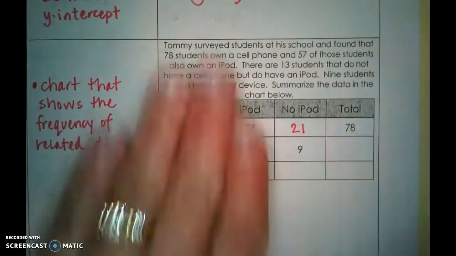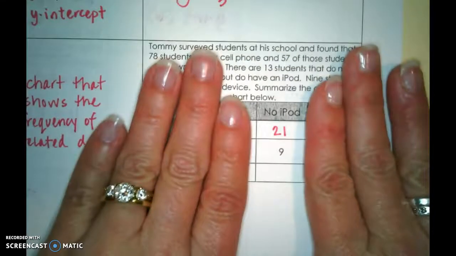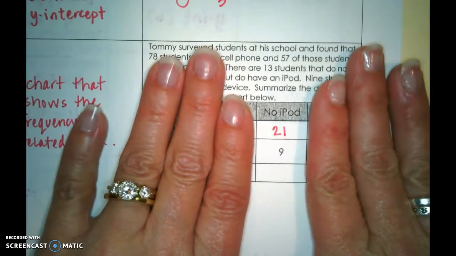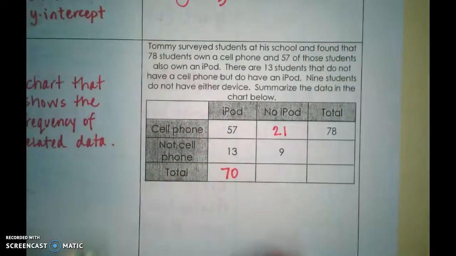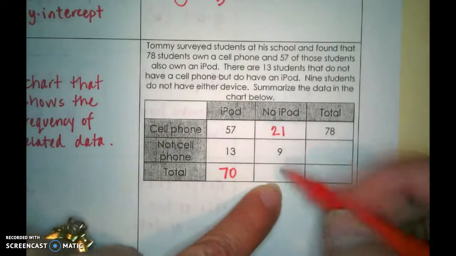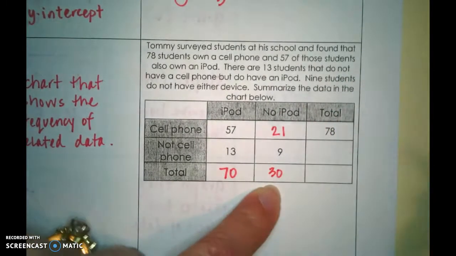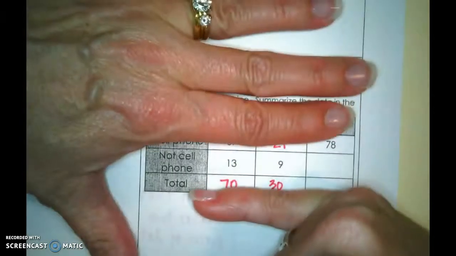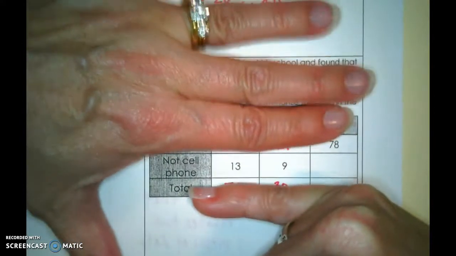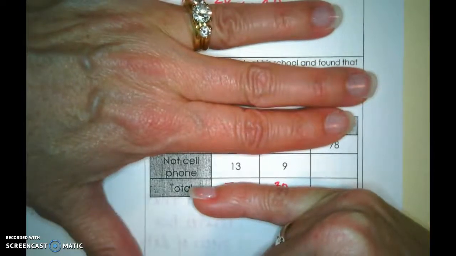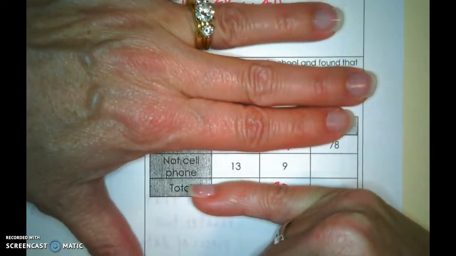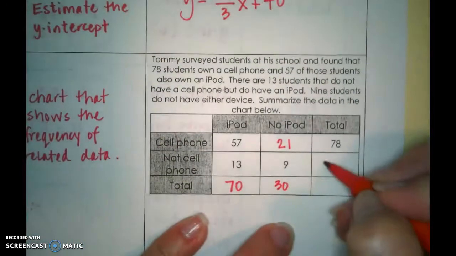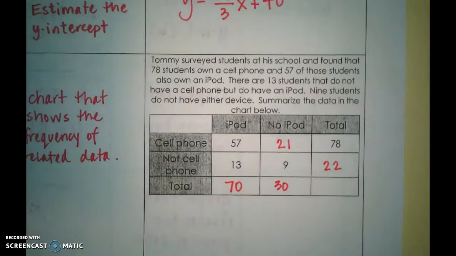All right, so now let's look at how many students do not have an iPod. If I look at this column right here, this is how many kids do not have an iPod. So the total number of kids that do not have an iPod would be 30. All right, let's go across to this one. This row right here is showing me how many students do not have a cell phone. So if I add that together, I'm going to get 22 students that do not have a cell phone.